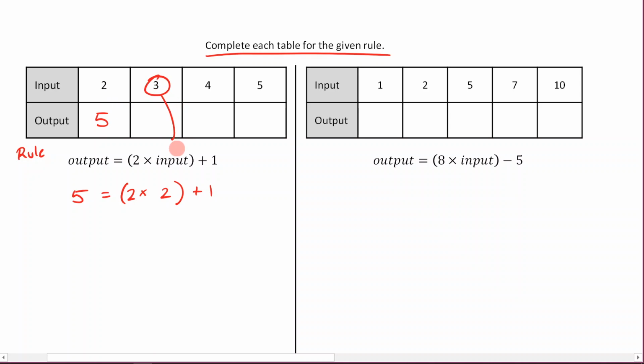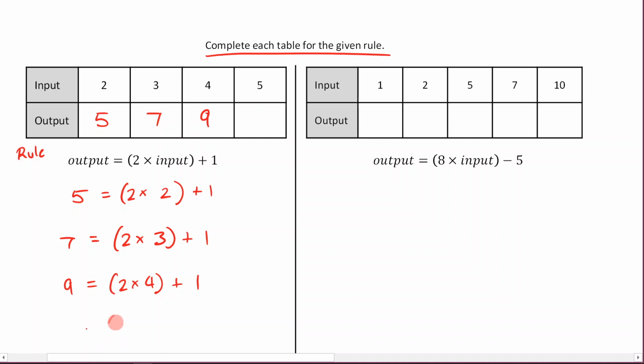Next, I take my 3 and I put it into my input. So it's going to be 2 times 3 plus 1. 2 times 3 is 6, plus 1 is 7. So that means 7 goes here, because 7 is my output. Next, we have 4. So I put 4 into my input spot. 2 times 4, then I plus 1. 2 times 4 is 8, plus 1 is 9. So 9 goes here. Next I have 5. So I'm going to have 2 times 5 plus 1. 2 times 5 is 10, plus 1 is 11. So that means 11 goes into this spot. And just like that, I have completed my table of values.